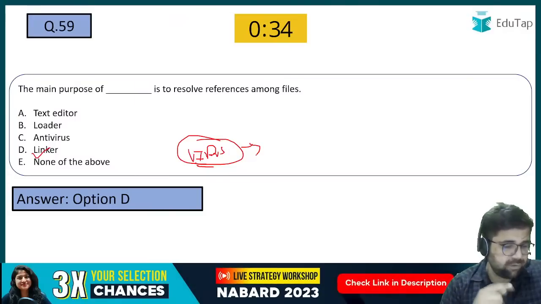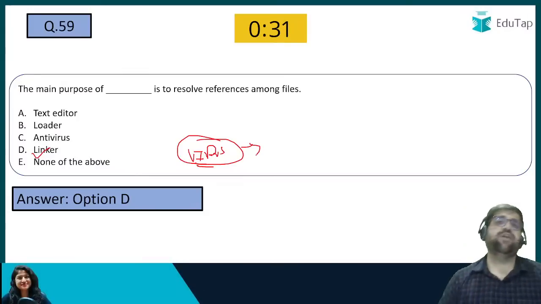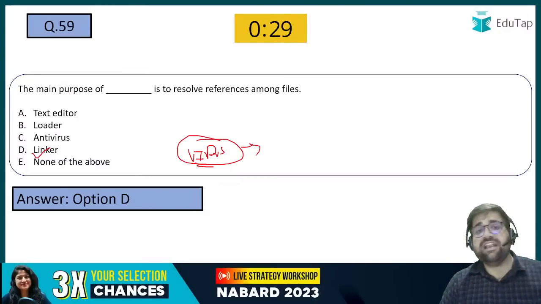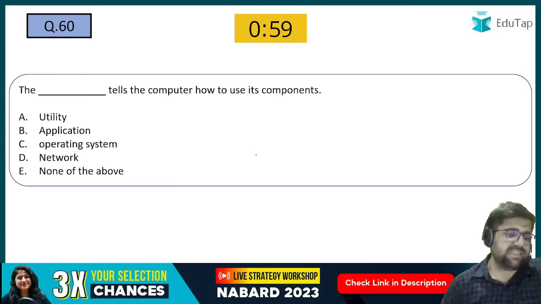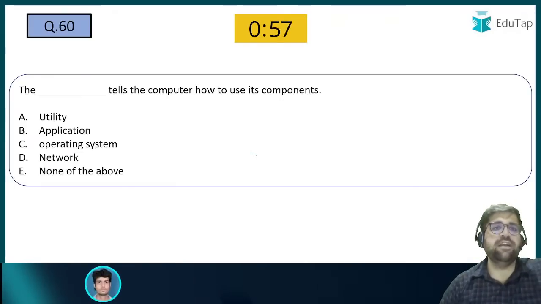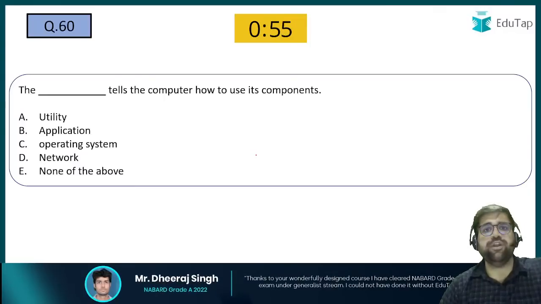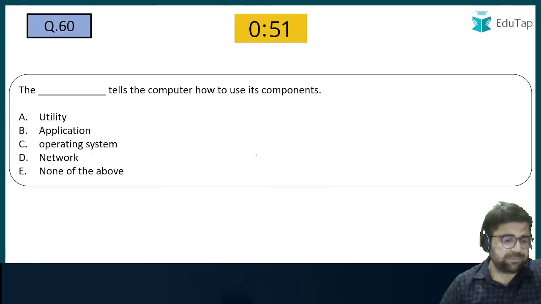Yes, Creeper. Good, very good. Creeper was the first virus which was developed, and it is one of the biggest viruses which you have to remember. Cool. Question number 60. The dash tells the computer how to use its components. Very easy thing, my friends.